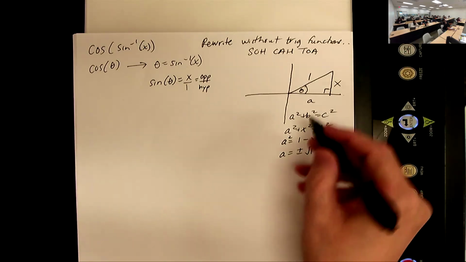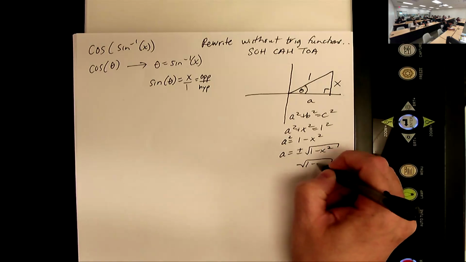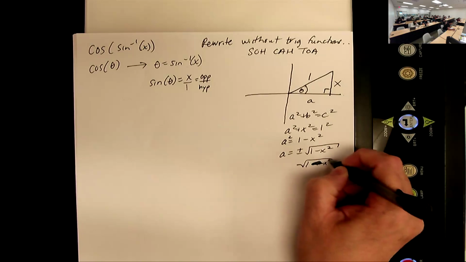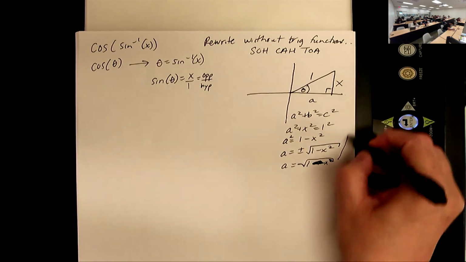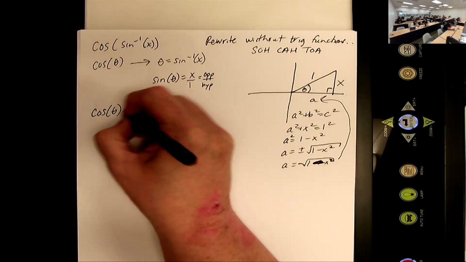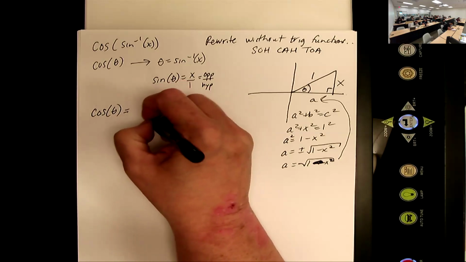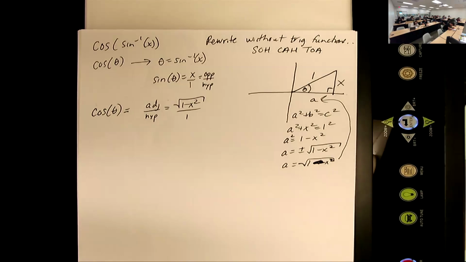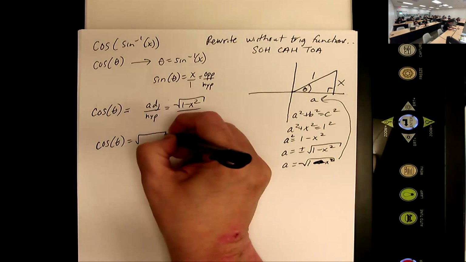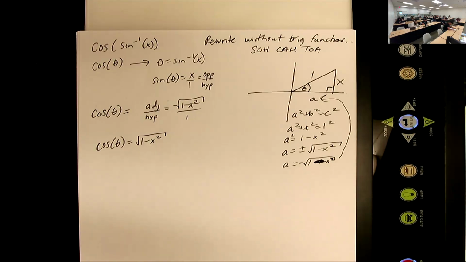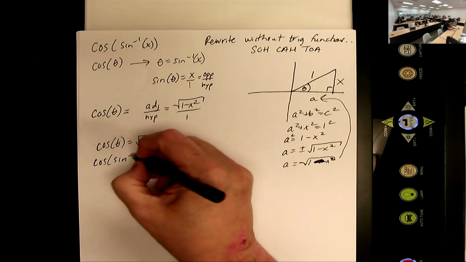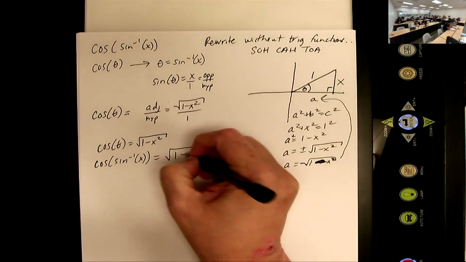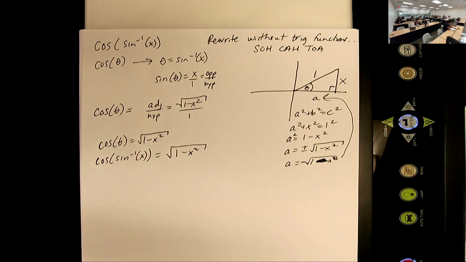And cosine, so we'll treat it as the positive one. So we'll just go with the positive square root of 1 minus x squared. That's our a. And now we want cosine theta. Cosine is adjacent over hypotenuse. Adjacent to that angle is the square root of 1 minus x squared. Hypotenuse is 1. So cosine theta equals the square root of 1 minus x squared. And that is the same thing as cosine of sine inverse of x. Well, tricksy, isn't it?